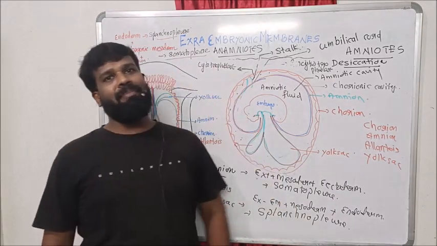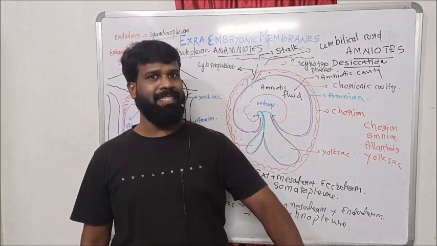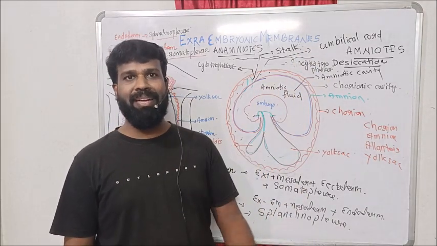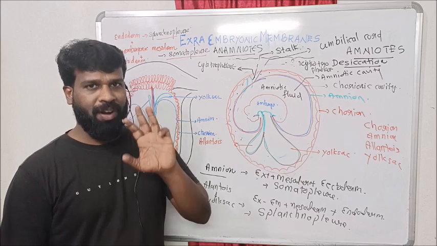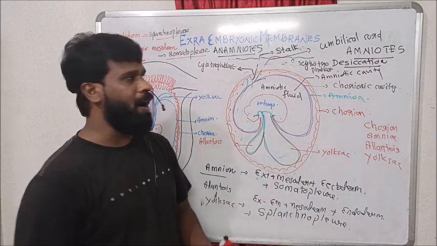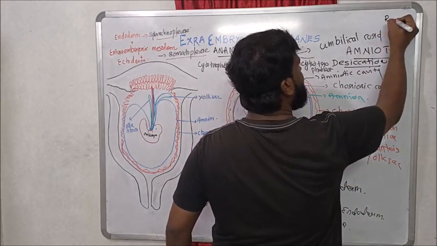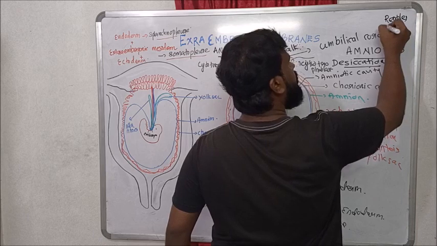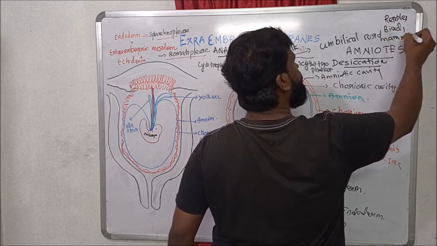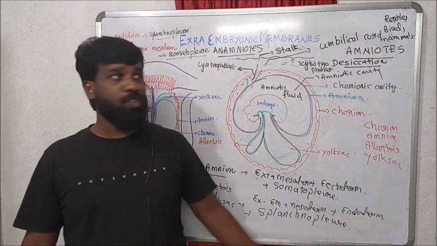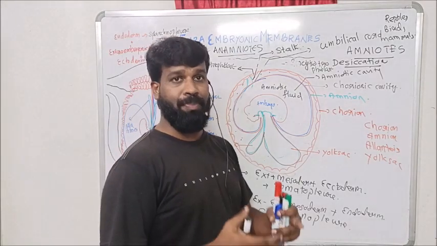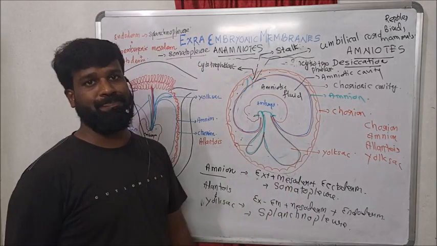But terrestrial animals like reptiles, birds and mammals need this type of fluid-filled membrane for preventing the drying of embryo. So reptiles, birds and mammals are amniotes. We humans are also amniotes. We have this fluid-filled membrane for preventing desiccation, or the drying, of embryo.